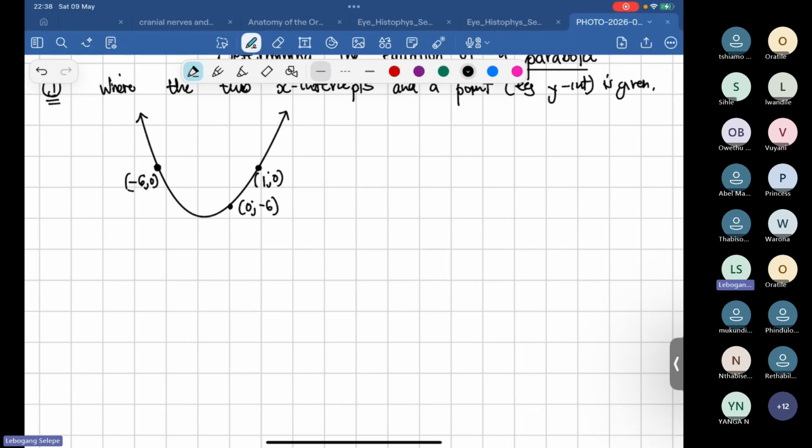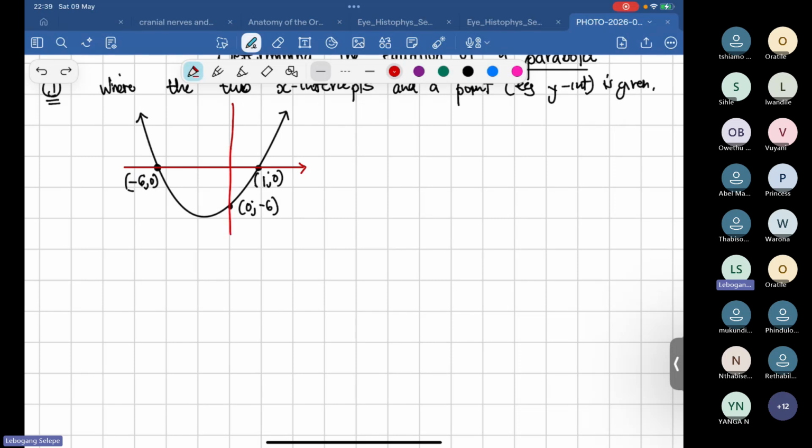Remember, I said to you, this is scenario number 1. This is the scenario where they're going to give you the x-intercepts of the parabola. So they give you the x-intercepts of the parabola and the y-intercept. Okay, let's see. So how do I approach this one?